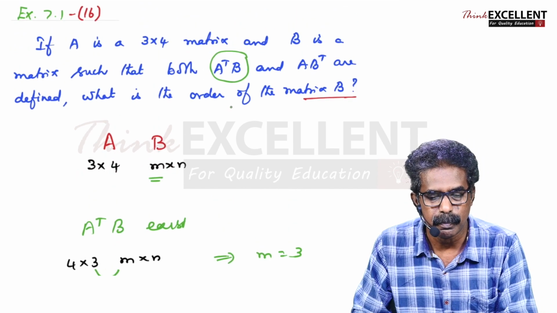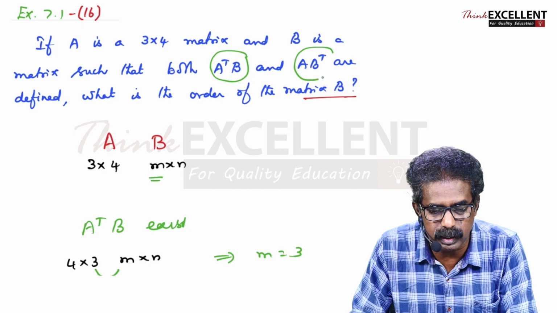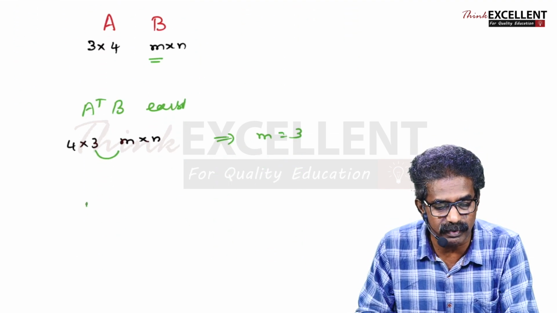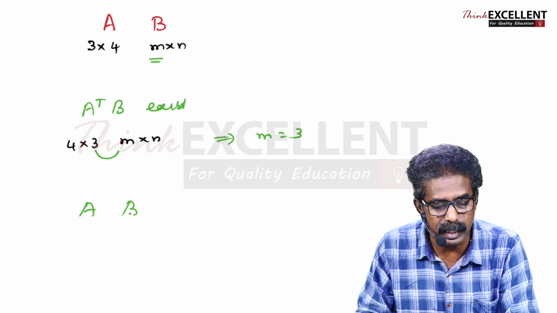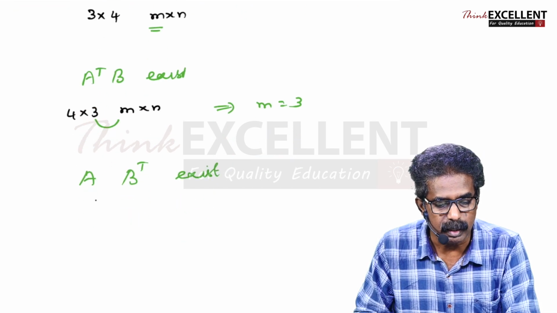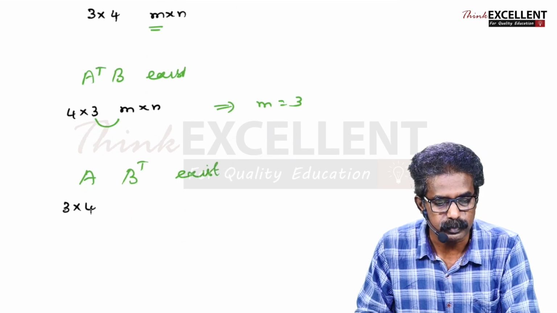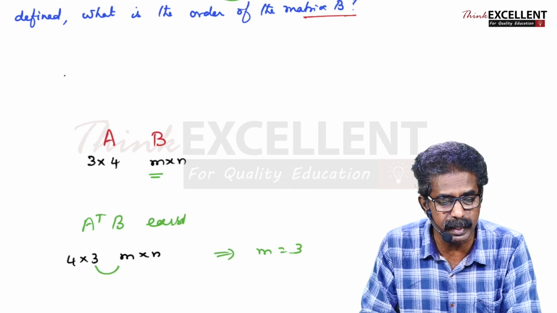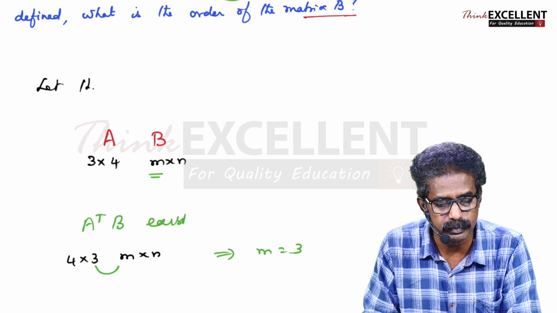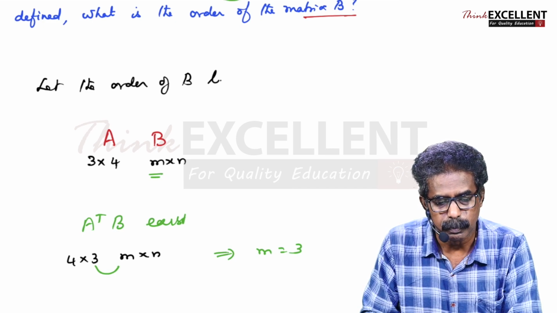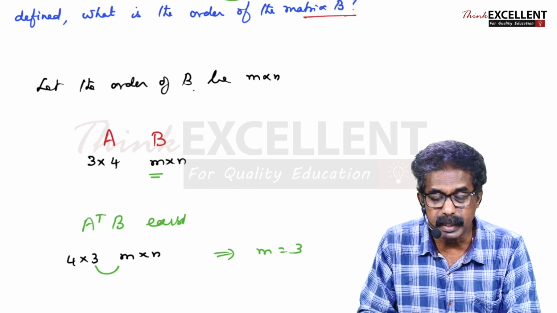For that, make use of the second one. What's the next one? A B transpose is defined, so A B transpose exists. What is the order of A? A's order is 3 by 4. B's order we have taken as m by n. Let the order of B be m by n.